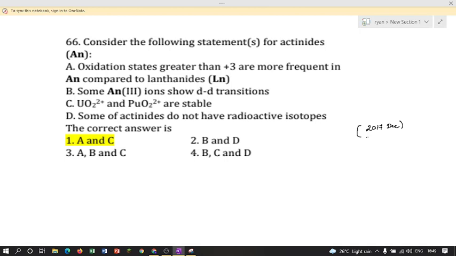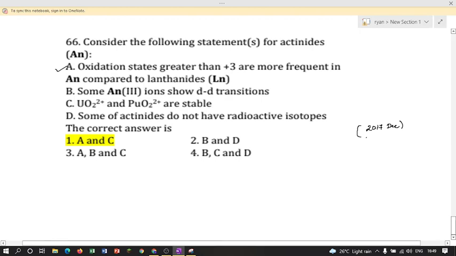The first option: oxidation states greater than +3 are more frequent in actinides compared to lanthanides. This option A is correct. Due to more expansion of the 5f orbital, actinides have more tendency to release electrons, hence have more tendency to show oxidation state greater than +3 compared to lanthanides. Therefore, here option A is the correct answer.